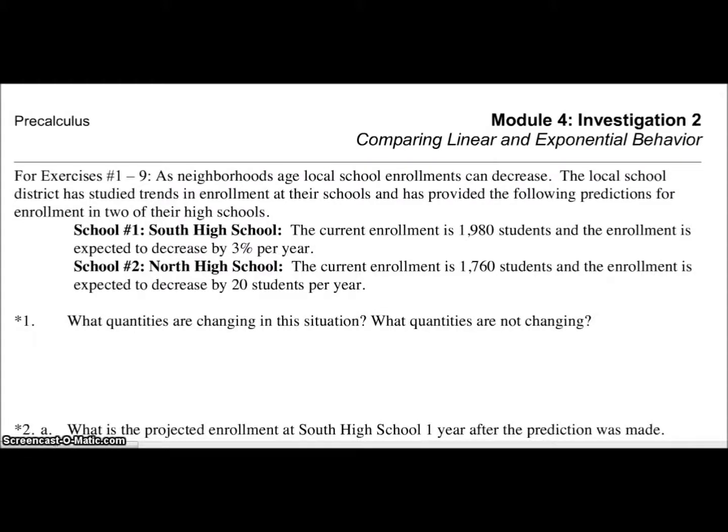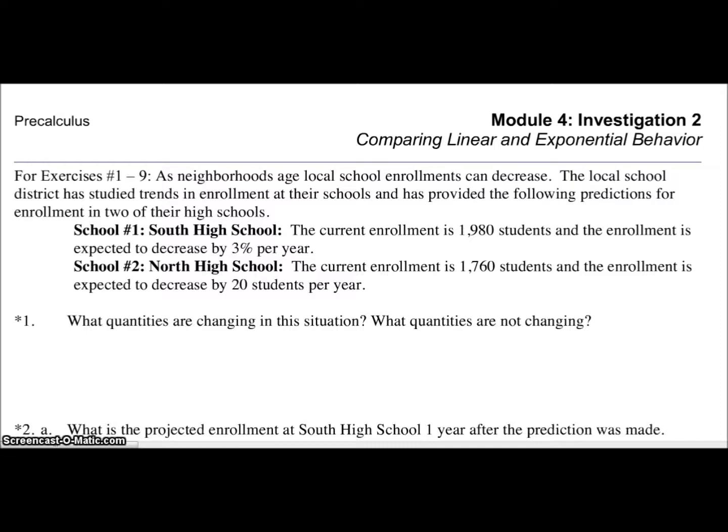Module 4, Investigation 2, Comparing Linear and Exponential Behavior. For exercises 1 through 9, as neighborhoods age, local school enrollments can decrease. The local school district has studied trends in enrollment at their schools and has provided the following predictions for enrollment in 2 of their high schools.